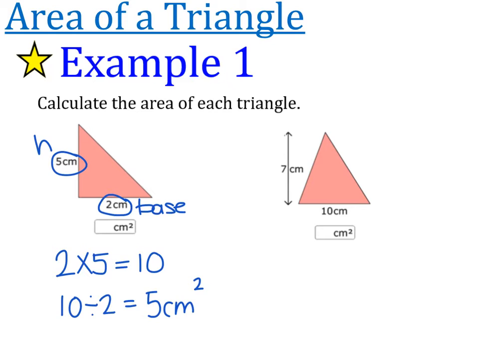On the next shape, I'm going to show you how to do this all in one line. So the next one, we've got a base of 10 and a height of 7. So I'm going to do 10 times 7 divided by 2.